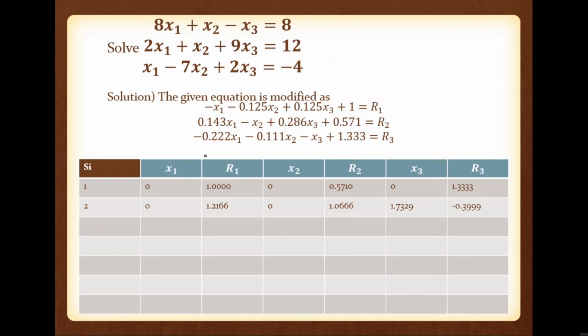Exactly, because R1 is 1.2166, the largest one compared to R2, that is 1.066, and R3, minus 0.399. So R1 is the largest value. Okay, so it means we have to relax X1. So X1 is equal to 0 plus W, that is 1.3, into R1, that is 1.2166. So what is the value?